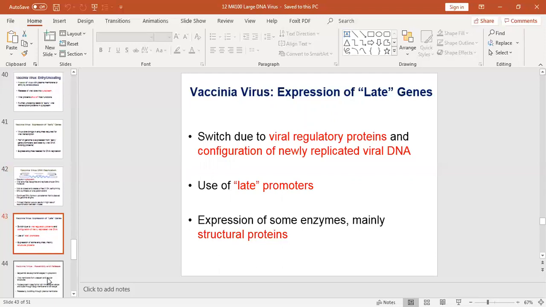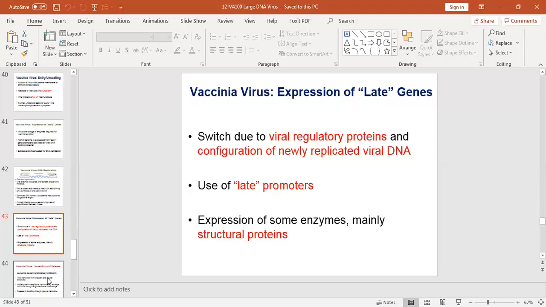We have early gene expression, DNA synthesis, then there would be a switch. This switch is due to viral regulatory proteins, as well as the configuration of newly replicated DNA molecules. So these two events lead to a switch from early gene expression to late gene expression. These two events are, one, the presence and action of those regulatory proteins that belong to the virus and come in with the virus, as well as the shape or configuration of newly replicated viral DNA.